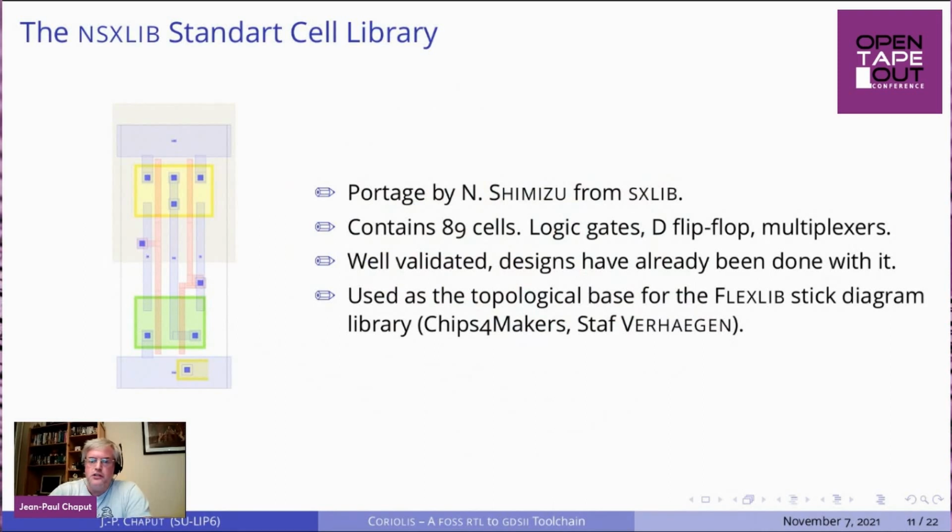So just a quick flip backward to the NA6lib library. It contains 89 cells: logic gates, D flip-flops, and so on. It has been validated because we have made designs with it. It has been sent to the foundry, so we know it works. It's also used as the topological base for FlexLib, as I said.